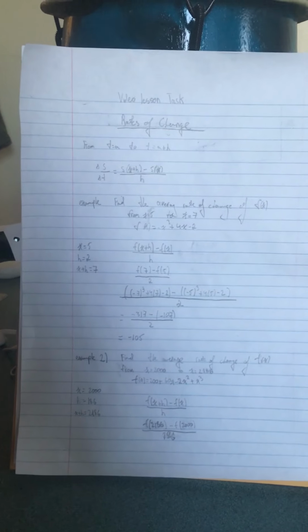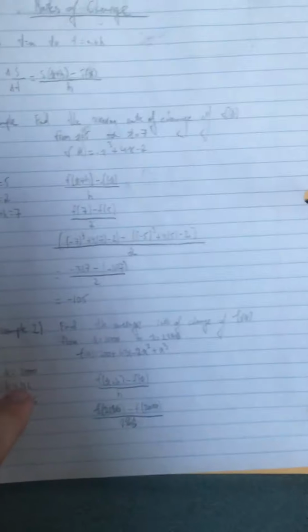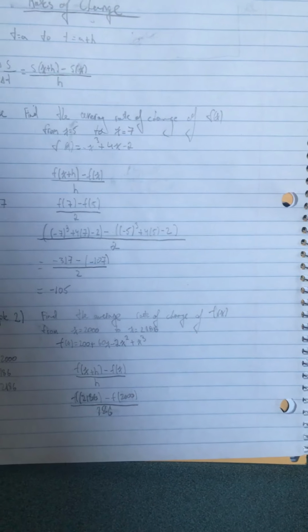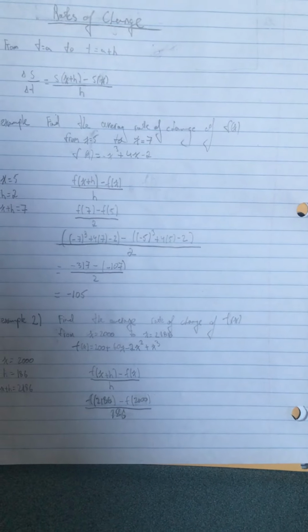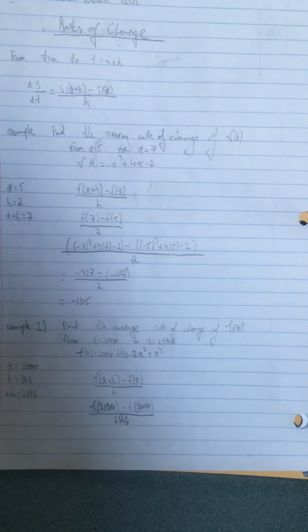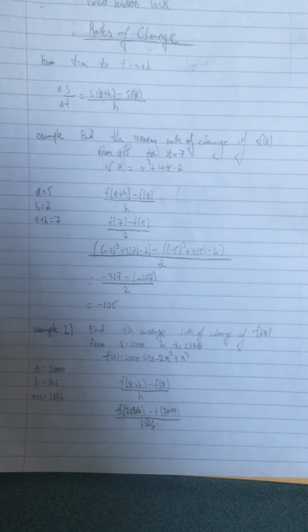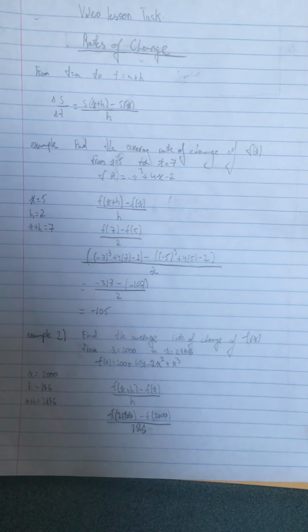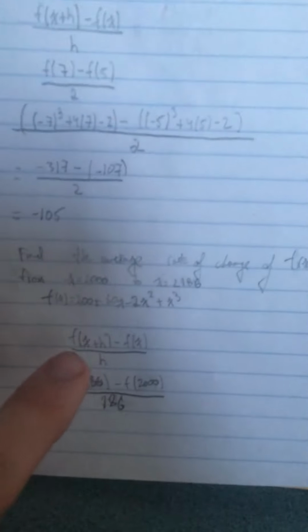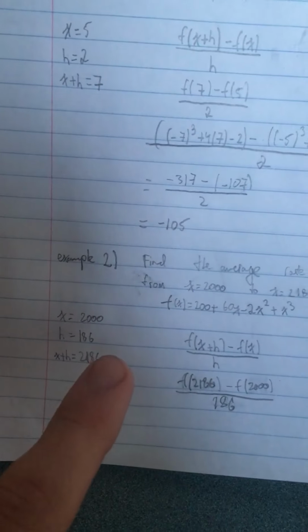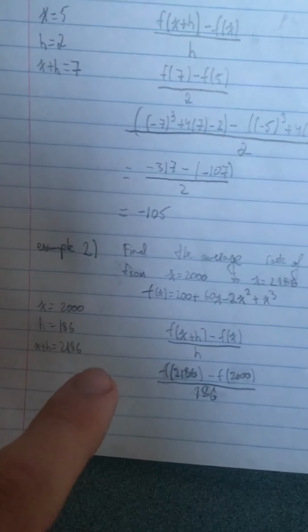So we write down x equals 2000 on the left side, as you can see right there. Then the difference between the 2 points, h equals 186. For the piece where I need x plus h in my difference quotient, we add the 2 together and use 2186. Then we write down the difference quotient and start plugging in all the different points into the function. As you can see, for x plus h I plug in 2186, for x I plug in 2000, and for h I plug in 186. Next, we go to the next page.